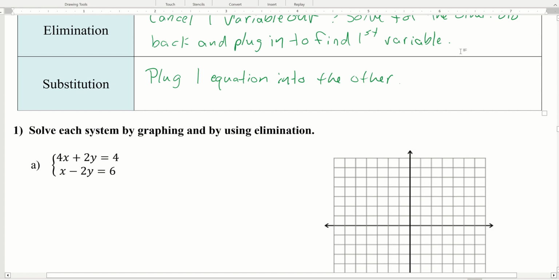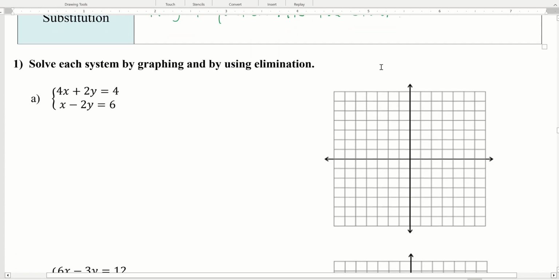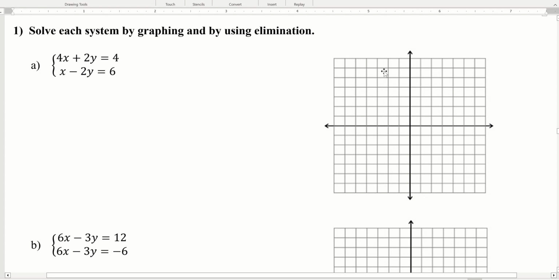On this first one, it says solve by graphing and using elimination. The only time you have to do it a certain way is if we specify it like this. If we ever just say solve, you can choose any of the three that you want. So we can go either route. I might do elimination first on this one, and we'll see how it goes.